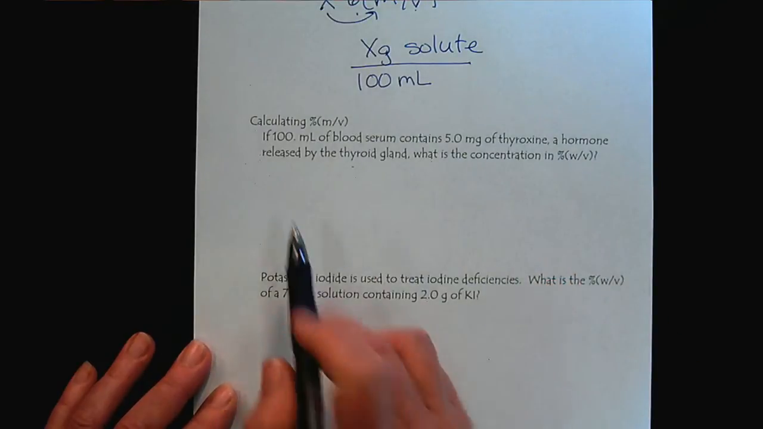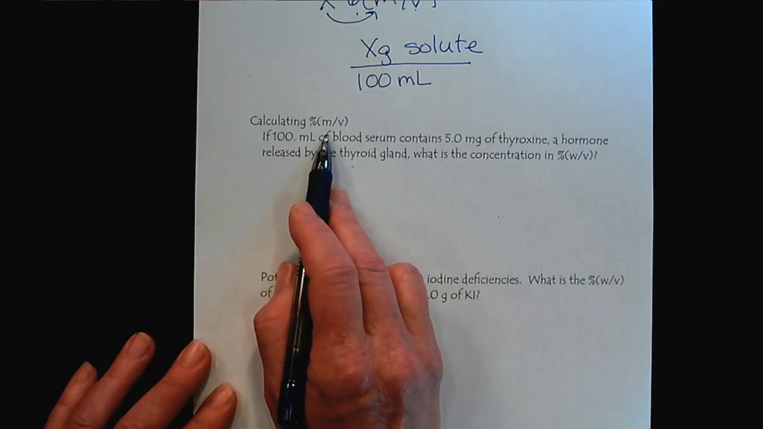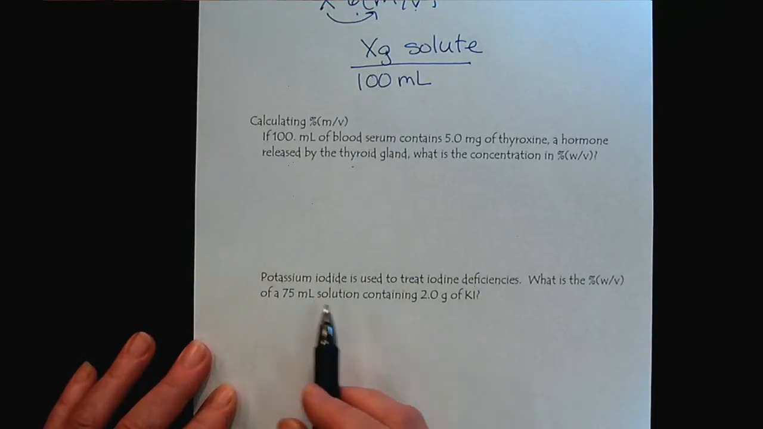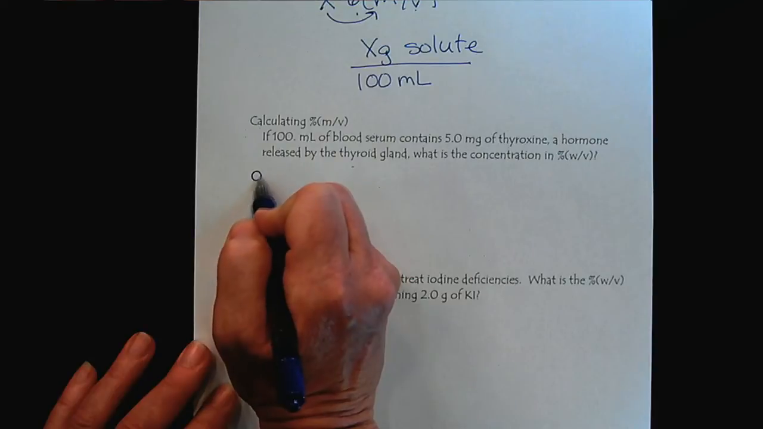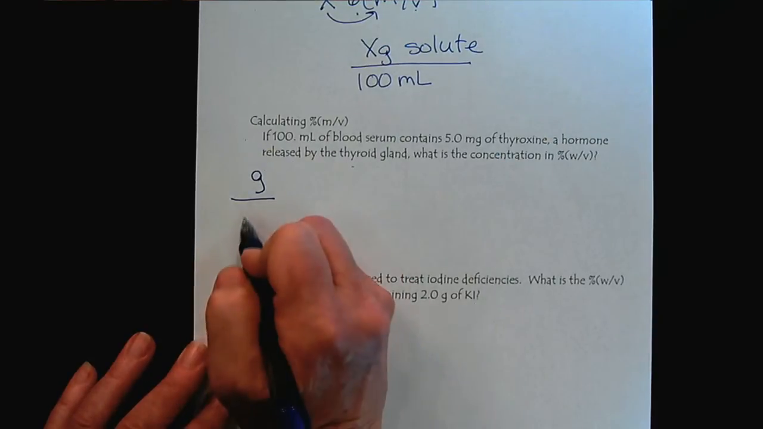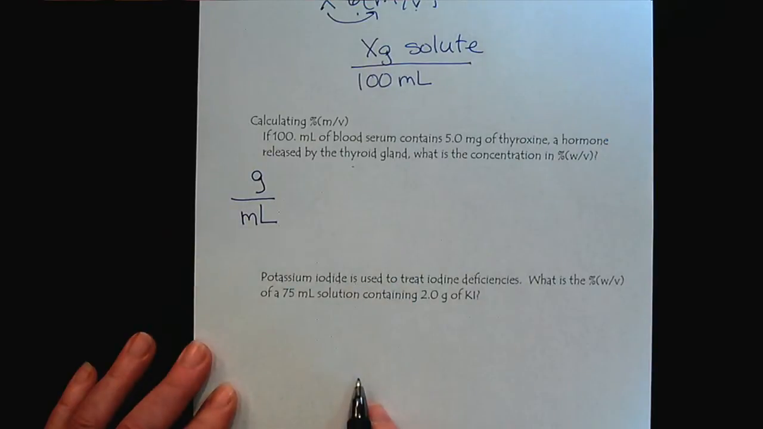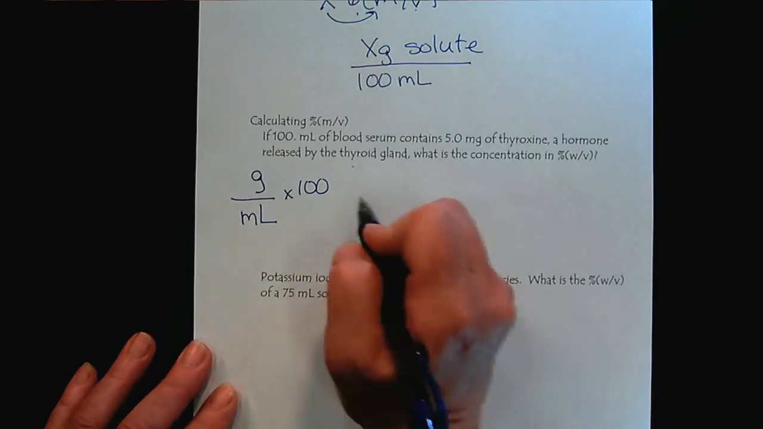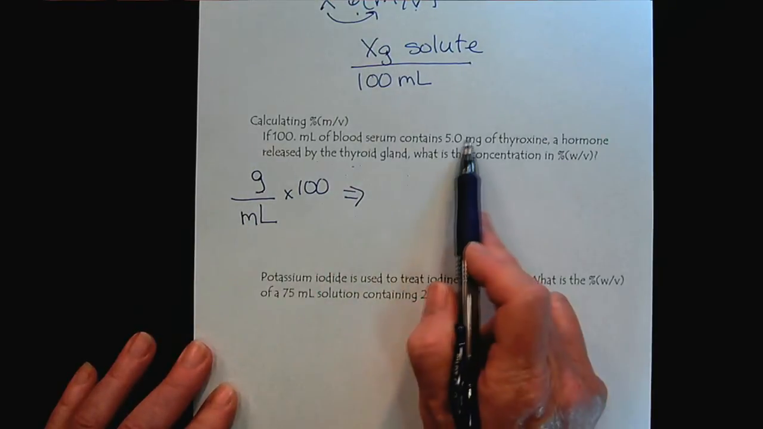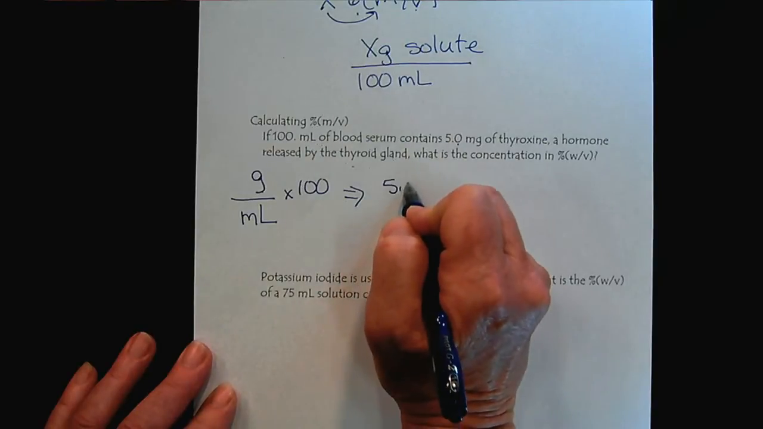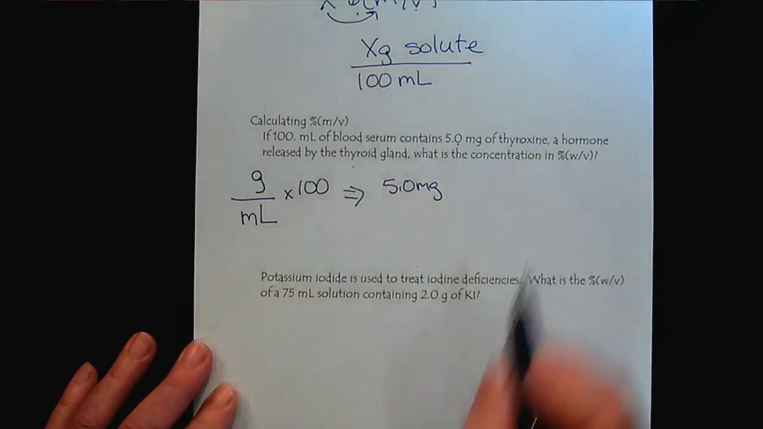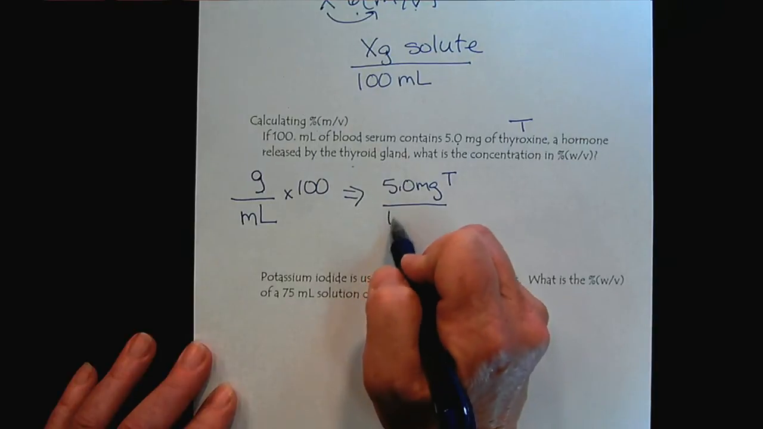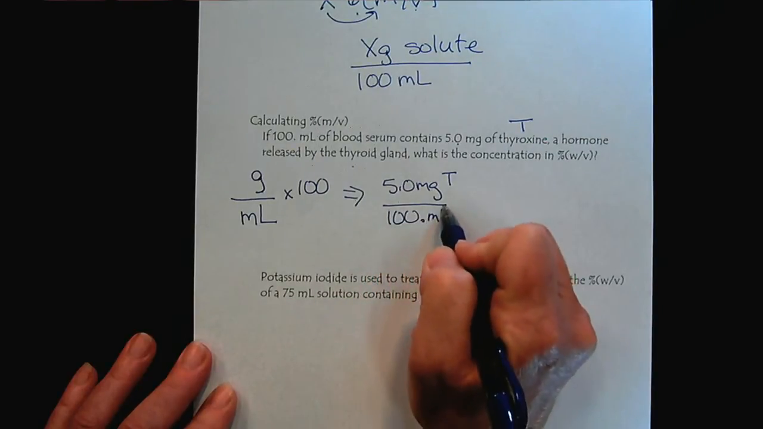So here we're going to calculate the percent mass volume. This is done in the traditional way we calculate percents. The main thing here is watching the units. We need to have the solute in grams, the volume of solution in milliliters, and then we're going to multiply by 100. So for this example, the mass of our solute is 5 milligrams of the thyroxine. So we'll just give that an uppercase T. And then we have 100 milliliters of solution.